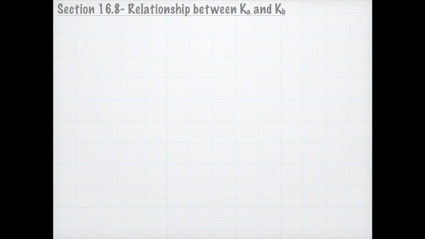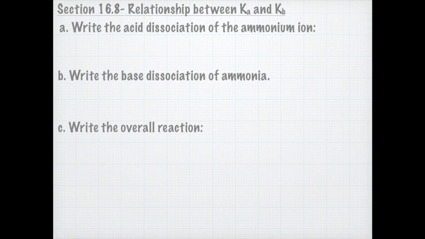In this lesson, we're going to look at the relationship between Ka and Kb, and we're also going to be introduced to the common ion effect, and then also look at buffers. So to begin with, we're going to first write the acid dissociation reaction for ammonium ion. In this case, ammonium is going to serve as the acid, so the reaction would be NH4 plus, and it's going to produce NH3 plus hydrogen ions.